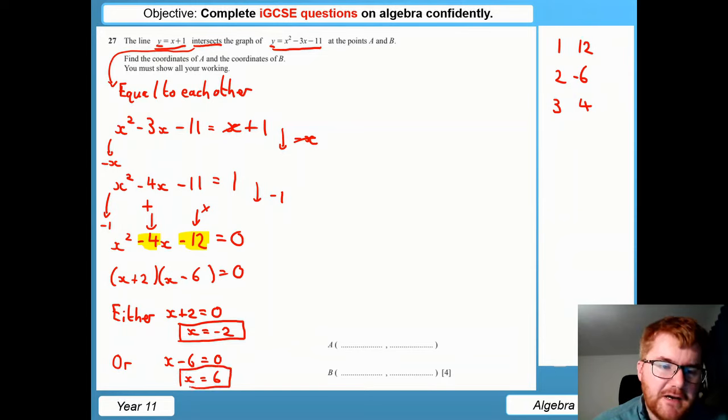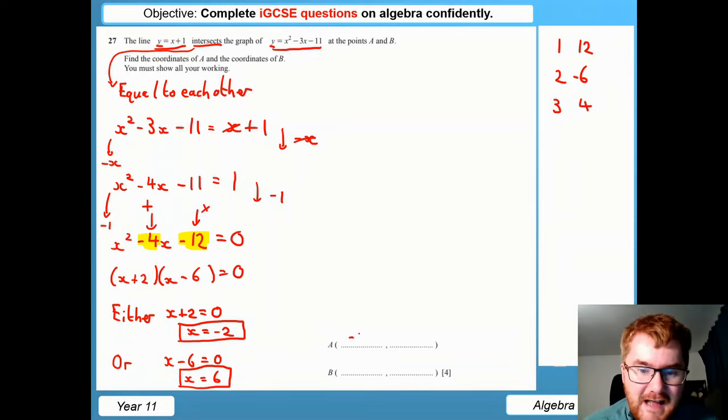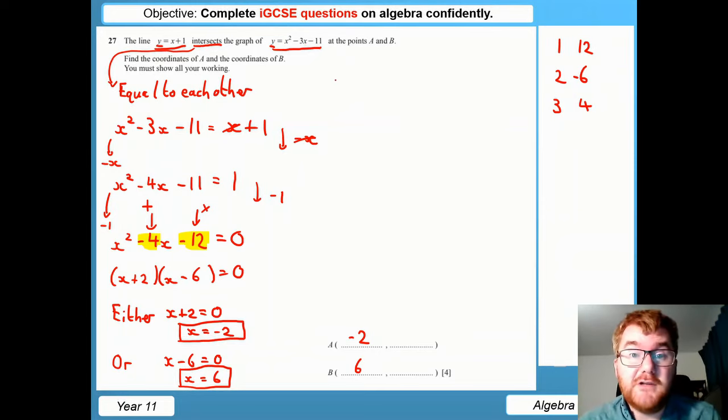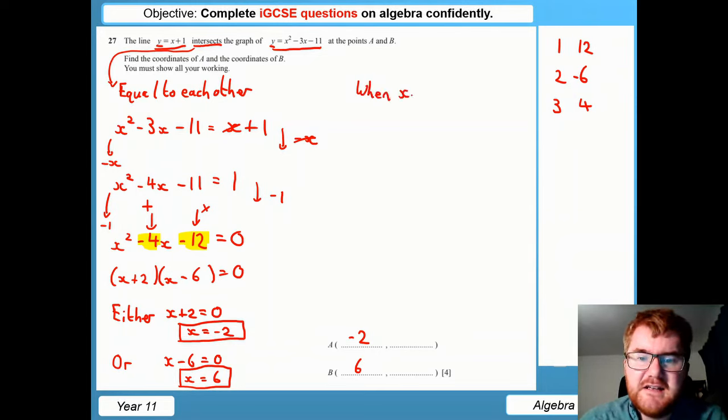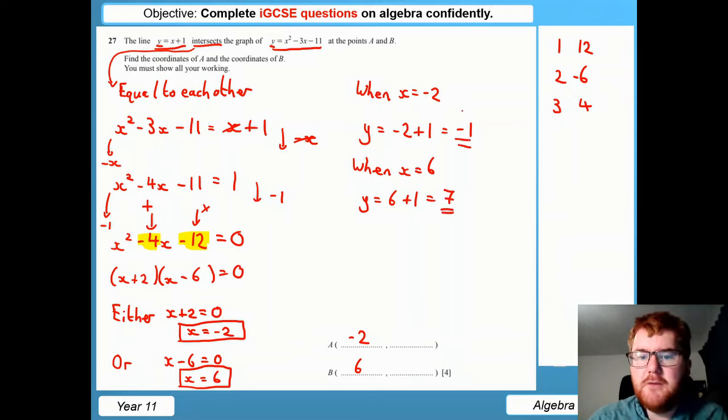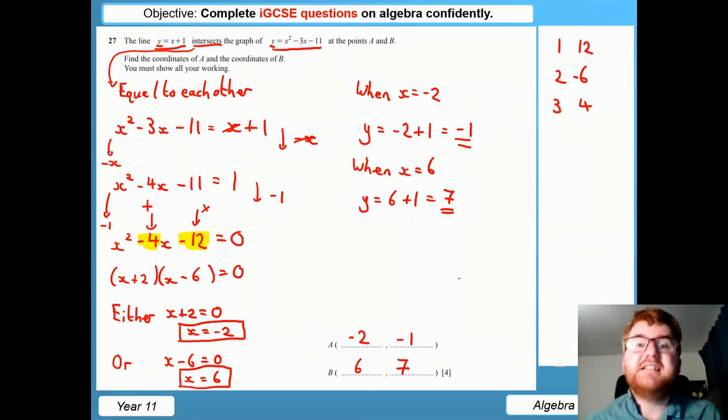Now at this point, do not celebrate. You do not have all 4 marks at this point. I'm going to put minus 2 and 6 as my x coordinates because we now need to find the y coordinates. Now whenever you have a linear function, so y equals x plus 1, you should really substitute into that. It makes your life easier. So when x is equal to minus 2, y is equal to minus 2 plus 1, and that's equal to minus 1. And then when x is equal to 6, y is equal to 6 plus 1, which then gives me the y coordinates for each point. So our final answer here is (minus 2, minus 1) and (6, 7).